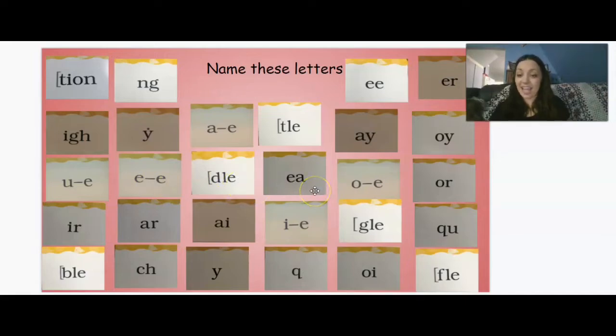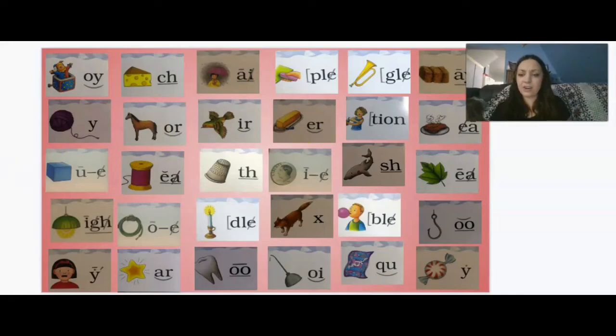What about this one? Digraph, E-A, O consonant, E, combination, O-R, combination, I-R, combination, A-R, digraph, A-I, I consonant, E, final syllable, G-L-E, combination, Q-U, final syllable, B-L-E, digraph, C-H, Y, Q, diphthong, O-I, and then final syllable, F-L-E. Very good. All right, about our sound cards, let's go ahead and look at them.